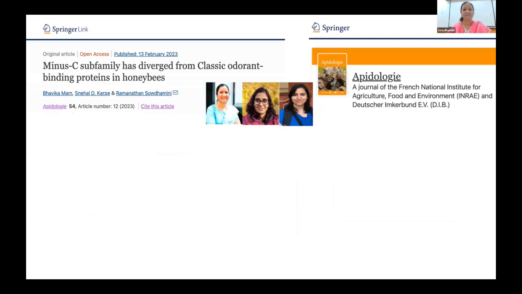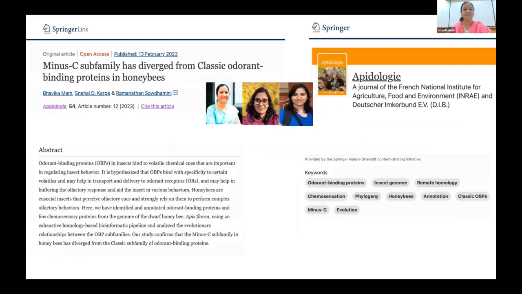Hi everyone, my name is Bhavika and I completed my PhD studying odorant binding proteins with Professor R. Saudamini as my guide and mentor. As we know, insect OBPs are very important in olfaction and mediating chemosensation. Our study was published this month in Apidologie, Springer Nature, where we identified 22 OBPs in the eusocial honeybee Apis florea.